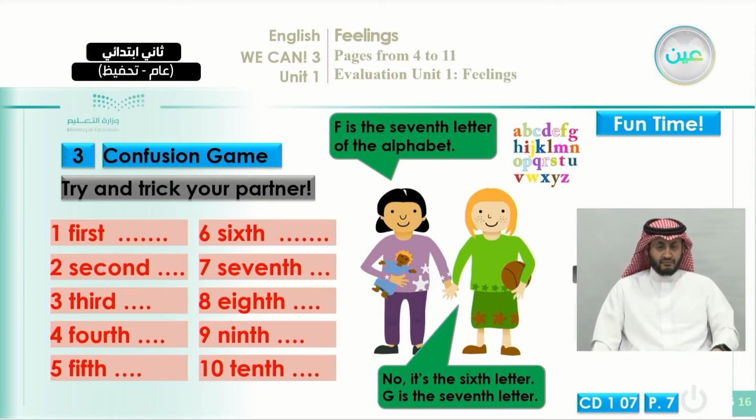F is the seventh letter of the alphabet. No, it's the sixth letter. G is the seventh letter.